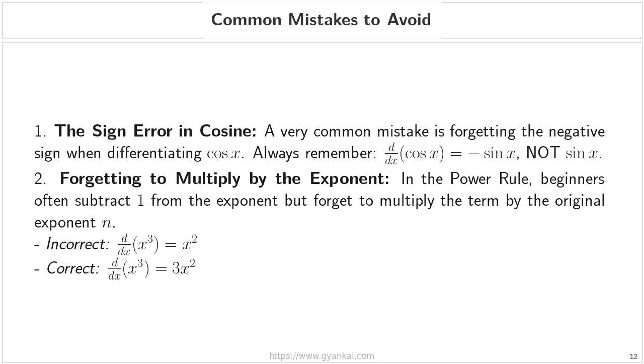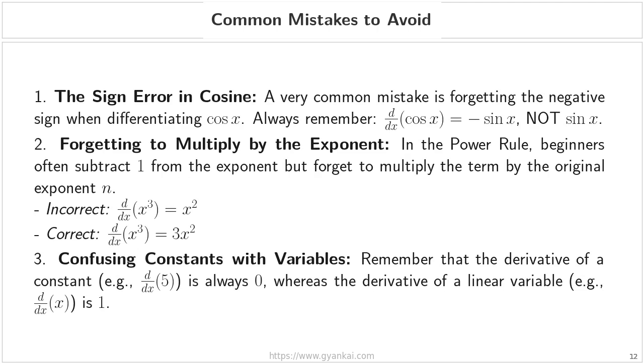Second, let's revisit the power rule. A frequent error beginners make is subtracting 1 from the exponent, but forgetting to multiply the entire term by that original exponent. For example, if you are finding the derivative of x cubed, an incorrect approach would be to simply write x squared. The correct result, following the steps we practiced earlier, is 3x squared.